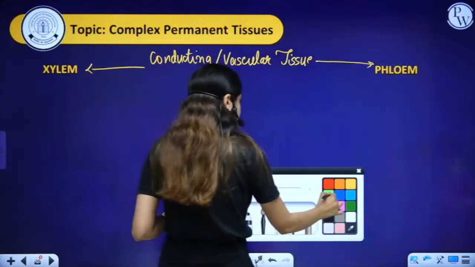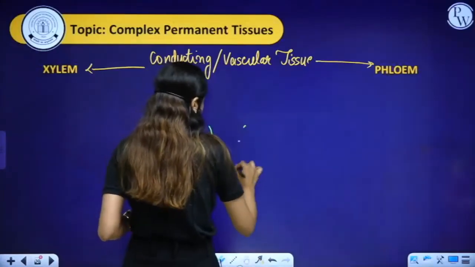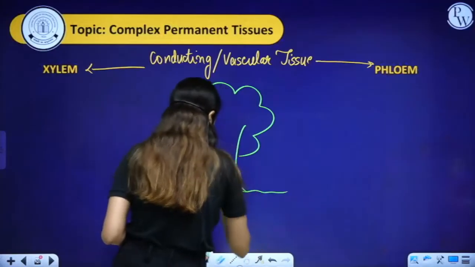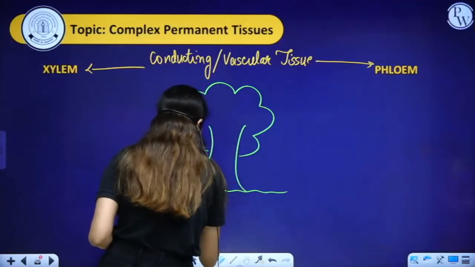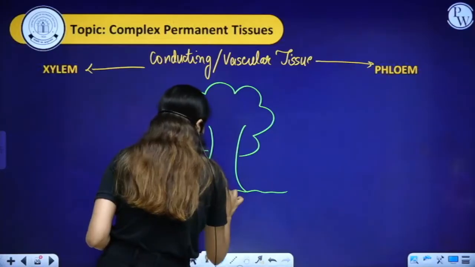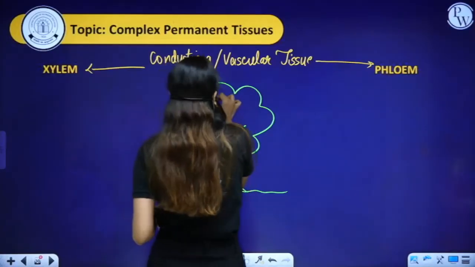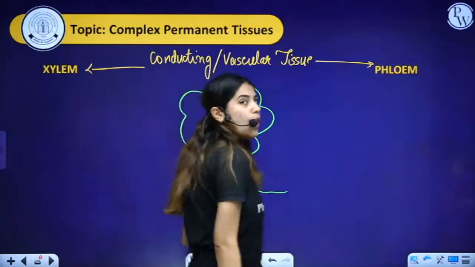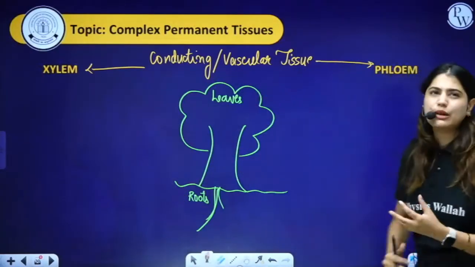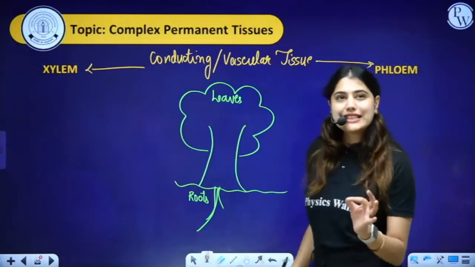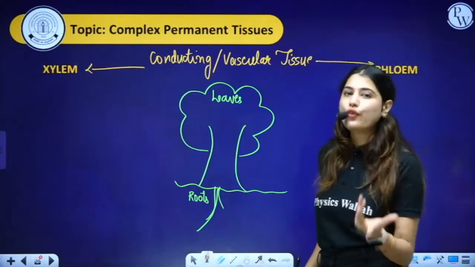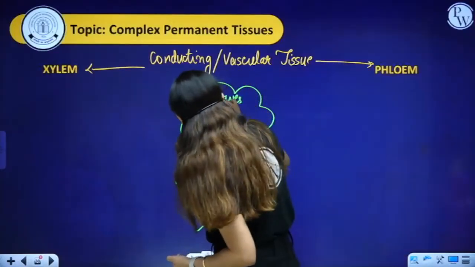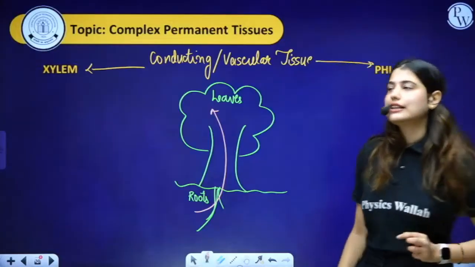Right? If I look into a plant, these are my roots here, and these are my leaves here. So what is happening? What is this water doing? What is this xylem doing? What is this phloem doing? So basically, xylem helps in the transport of water, from where the water is absorbed, from the roots to the leaves. So basically, xylem is conducting the water, right?